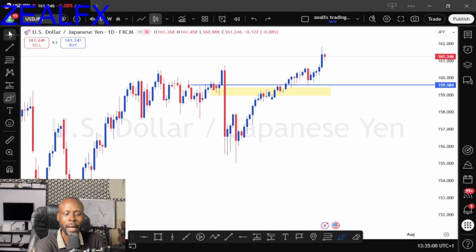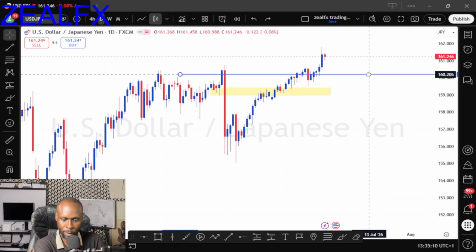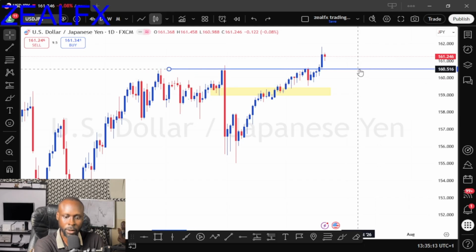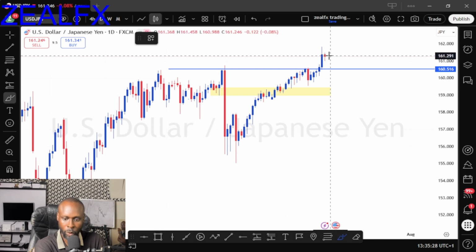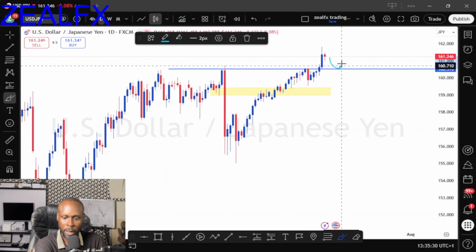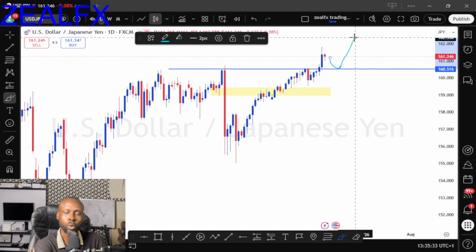But we can't just join the buy because price is telling us to buy. We need price to come to our area of interest where we can start looking for the buying opportunity for the USD JPY. We have this level as our area of interest, which is a resistance level, the previous resistance level. We expect price to retest that particular level before we start looking for any possible buying opportunity. Then we start looking for the buying opportunity for the USD JPY to the top.